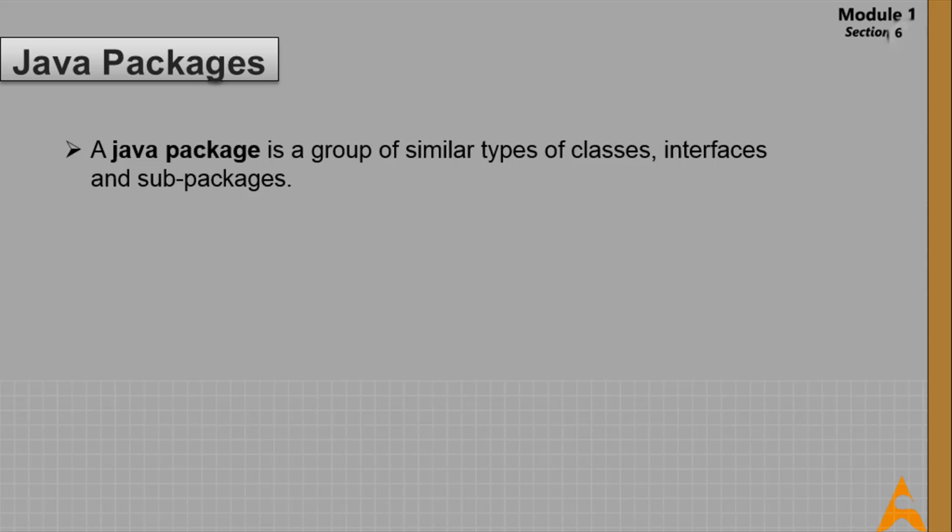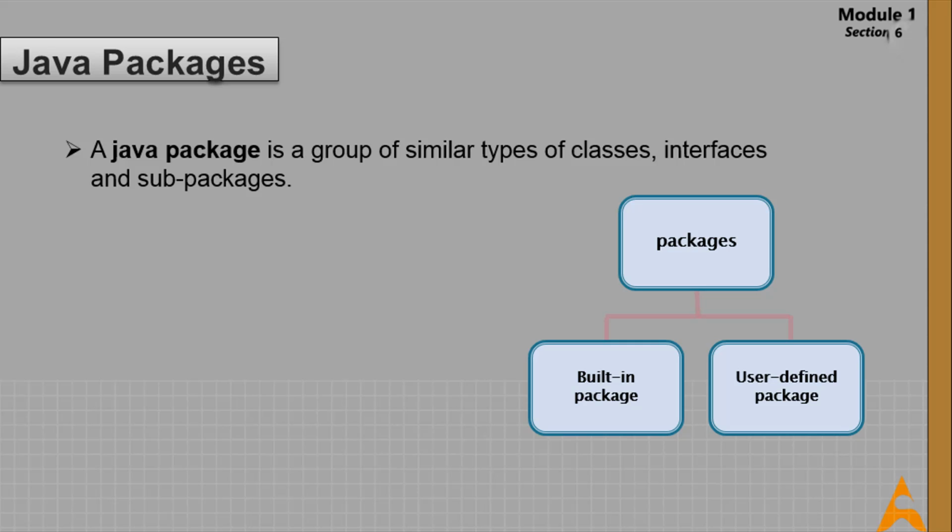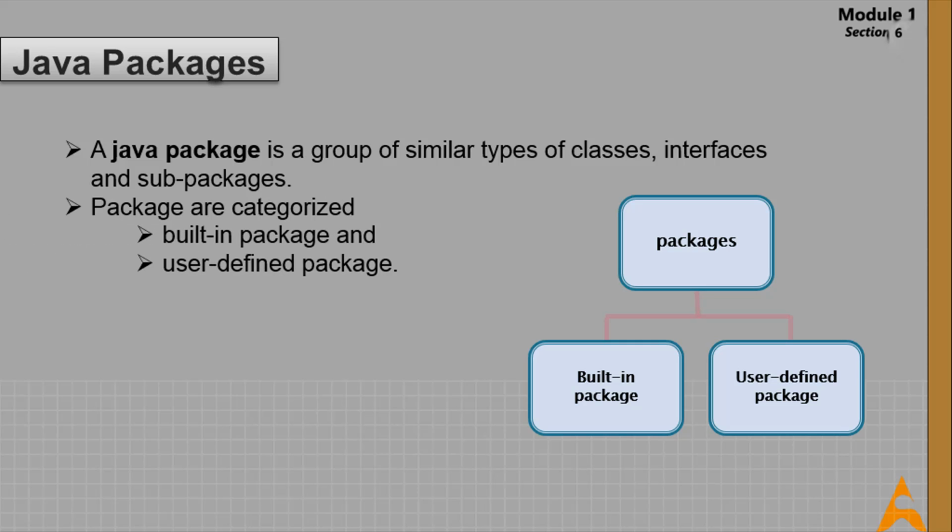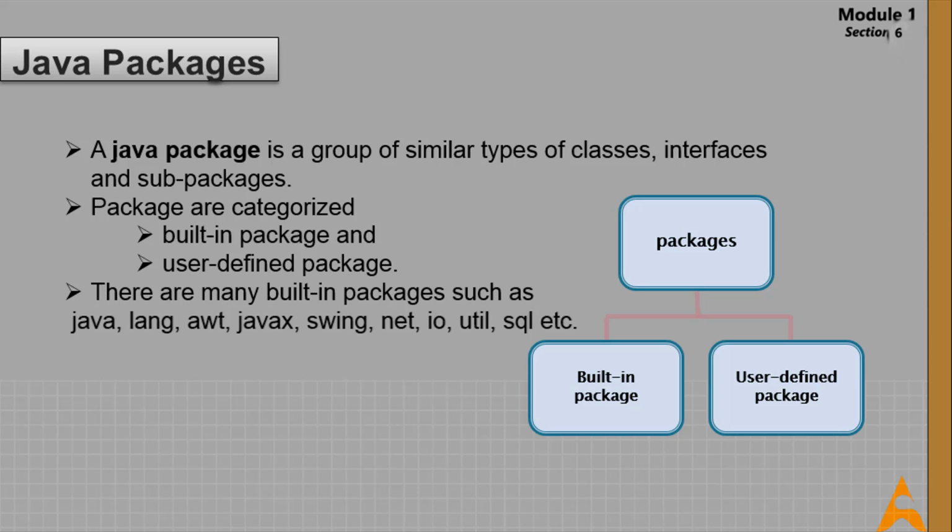Packages in Java. A Java package is a group of similar types of classes, interfaces, and sub-packages. A package in Java can be categorized in two forms: built-in package and user-defined package. There are many built-in packages such as java.lang, awt, javax, swing, net, io, util, sql, etc. We will have a detailed learning of creating and using user-defined packages.